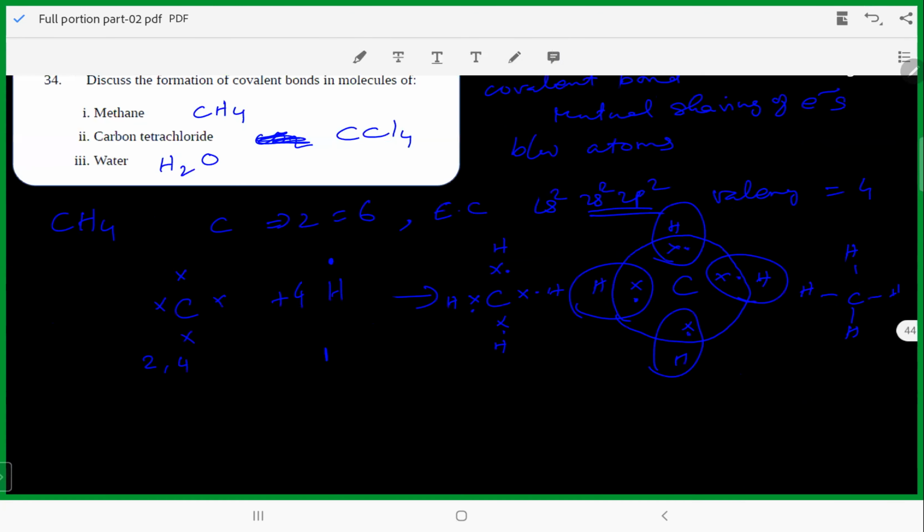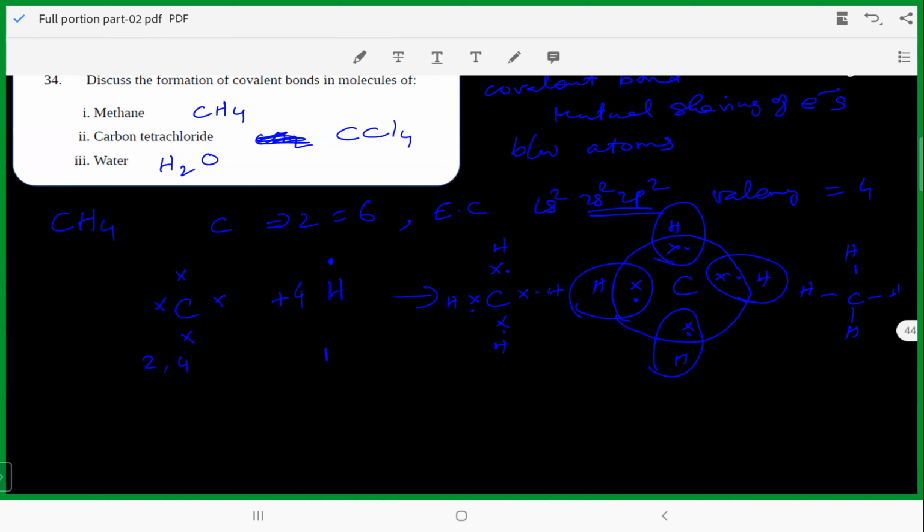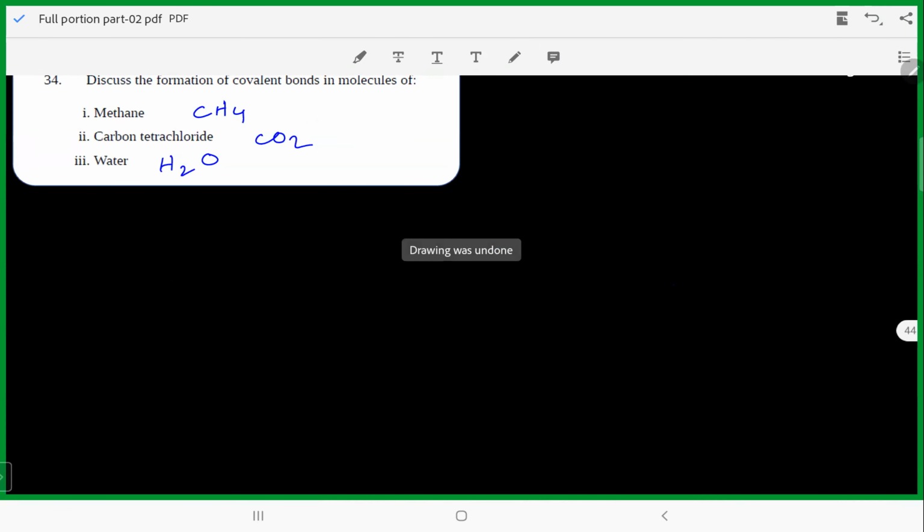Sir, the steps for the diagram, what has to be written? Like, I just drew the final diagram. You just drew the final diagram. I didn't draw the intermediate steps. You drew like 3 steps in between, right? Okay, okay. But you have to write that.